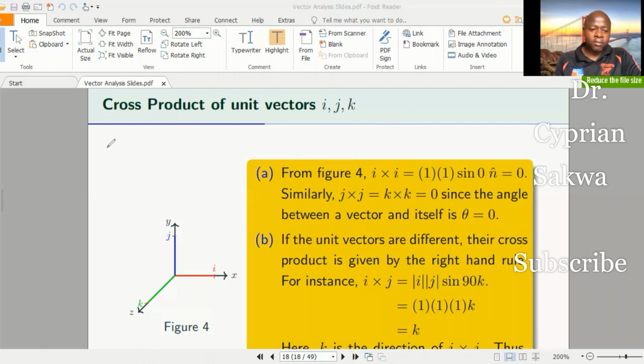What about K times I? K times I will be J, because J is the vector perpendicular to both K and I, perpendicular to the plane of K and I. So K and I, this is their plane, and so the vector perpendicular to this plane is J. And therefore K times I is J.